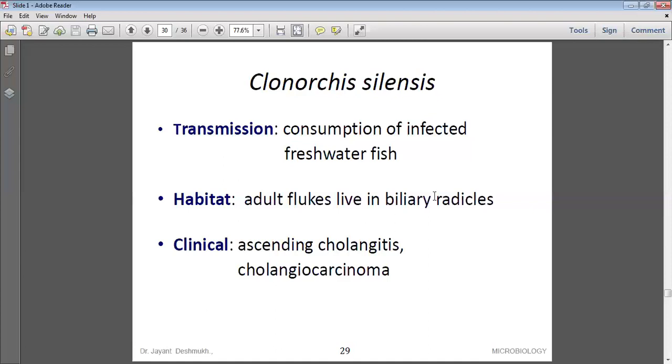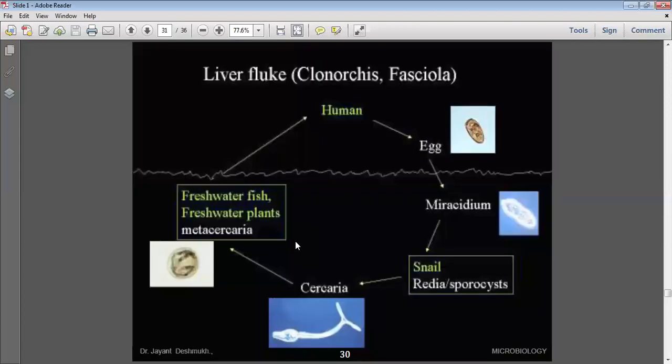That means biliary radicals. And what is the site of localization? Gallbladder. So all these: ascending cholangitis, cholangiocarcinoma, and cholelithiasis. Obstruction through the cholelithiasis, accumulation of bile in the gallbladder. So related to the gallbladder, there is a clinical presentation. So this is the life cycle.